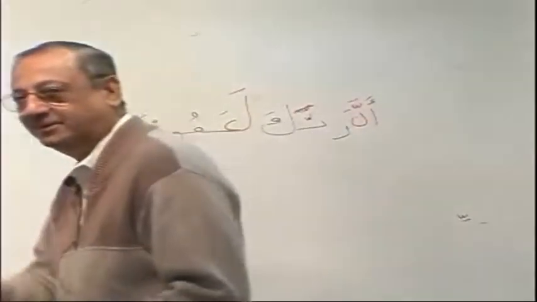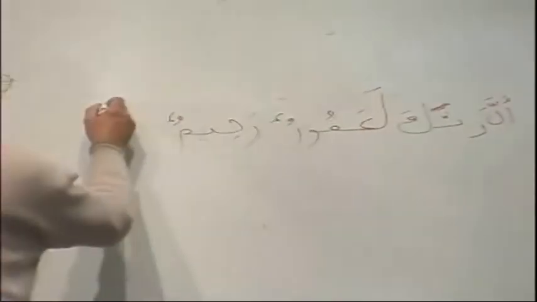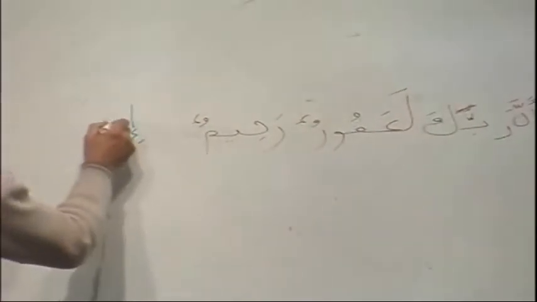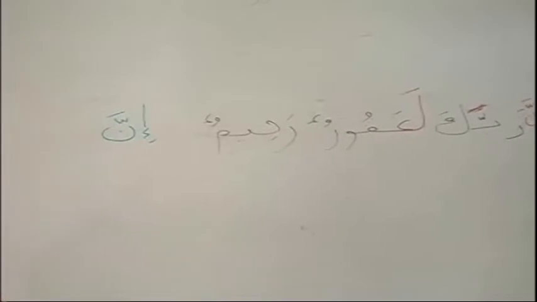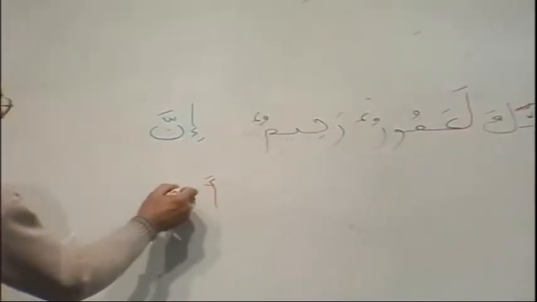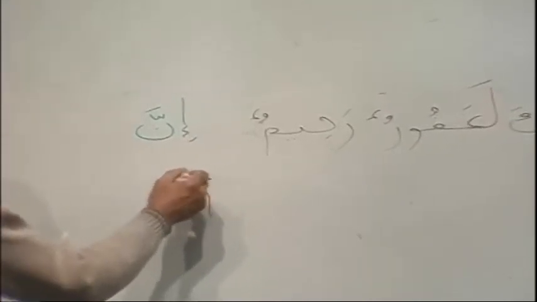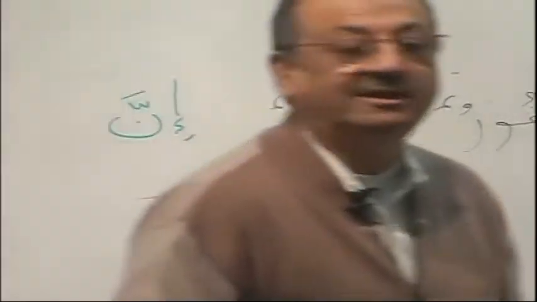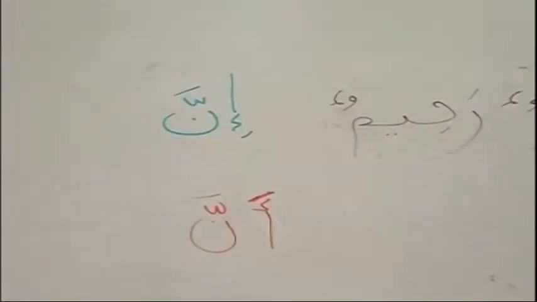Okay, you remember this term, huh? Okay, brother? This is Inna. Okay, and then there is Anna. Are you with me? See, anna here, it is maftuh. When you say maftuh, it does not mean open. And when you say maksur, it does not mean broken. Maftuh means it has got a fatah. Maksur means it has got a kasra.